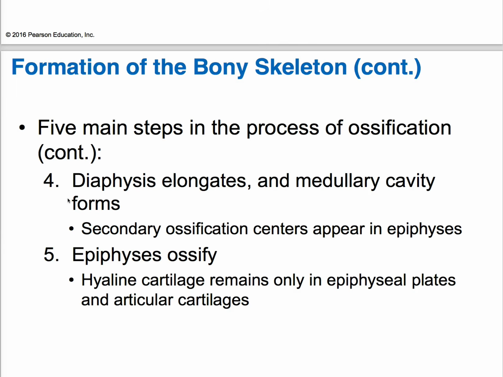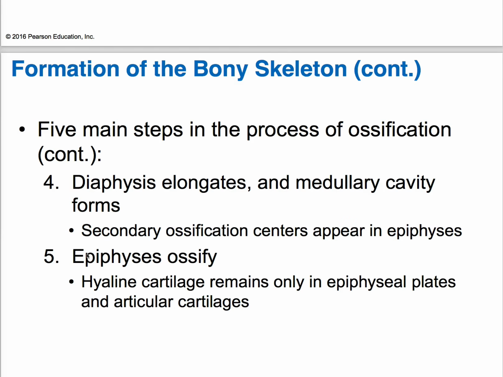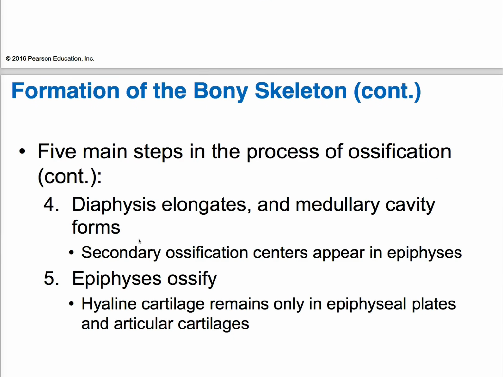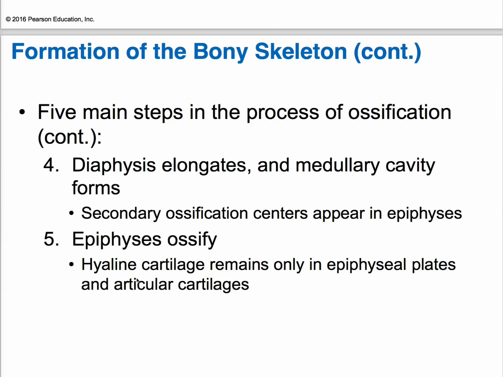So in the 5th step, what's happening is this: the cartilage in the center of the epiphysis calcifies and deteriorates. When this happens, it opens up cavities that allow the periosteal buds to enter. What's going to happen at this point is the same thing that happened in step 3 over here. Because remember, you've got blood vessels, nerves, red marrow, osteogenic cells, and osteoclasts. So essentially, almost the same thing is going to happen over here. The exception is this: there's not going to be a bone marrow that's formed. You're not going to get a medullary cavity. Instead, you're going to end up getting all spongy bone over here.